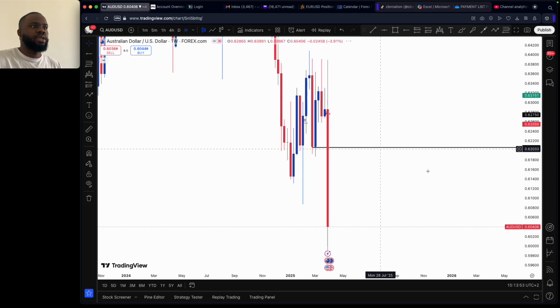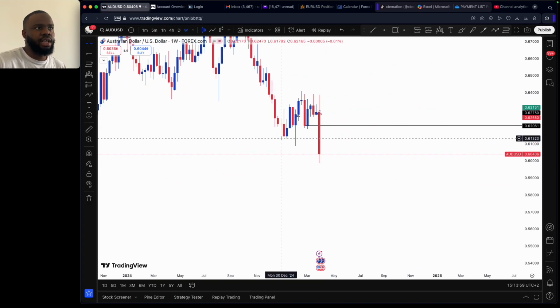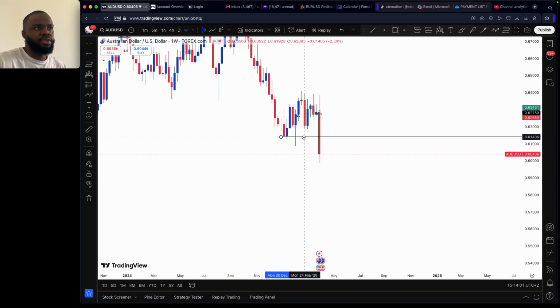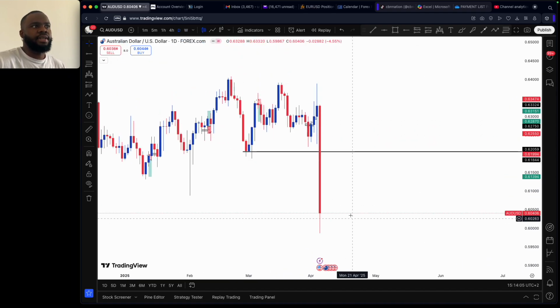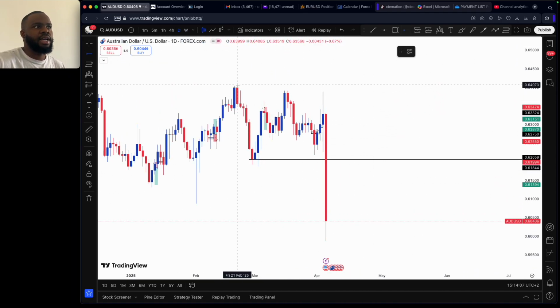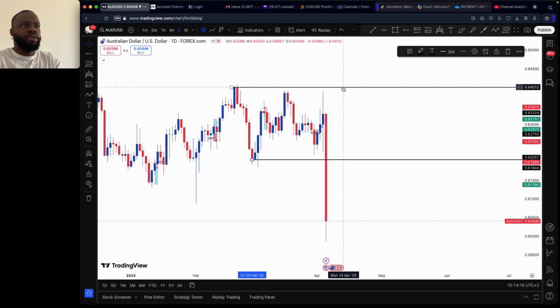On AUD USD, yes, you can see the weekly closed bearishly. The weekly is bearish because this was the last low, so you can see price closed below that. Then going to the daily time frame, you can see this was the last daily high and this was the last daily low, and price broke through it. So the daily too is bearish.